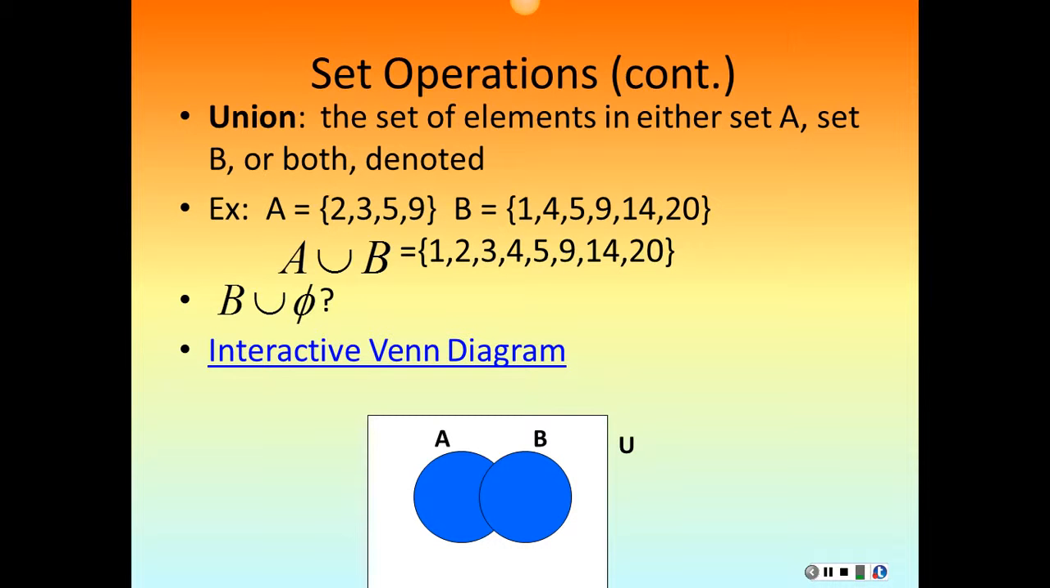And that's very important. In unions, you do not repeat numbers, no matter how many there are. So for example, set B, what is the union with the null set? Basically we're saying we're going to combine our set B with nothing else, so it's just going to be set B. And that's true for any union with a null set. So B union the null set is just B again, 1, 4, 5, 9, 14, and 20.